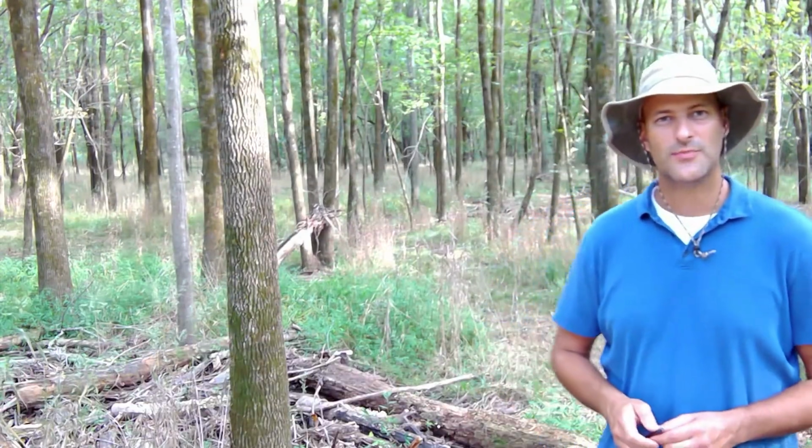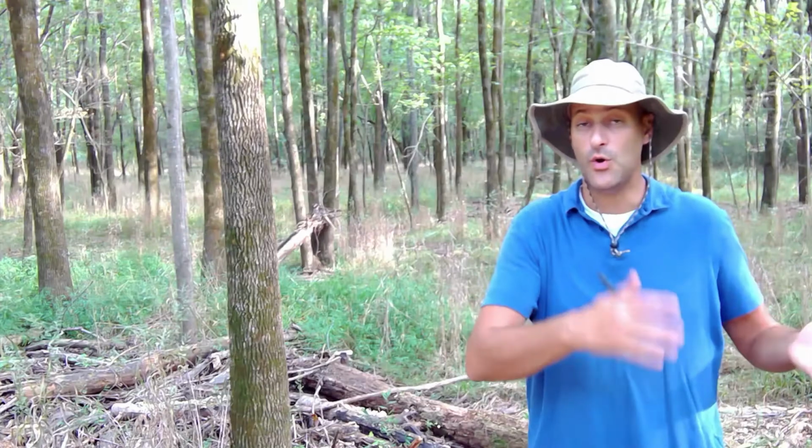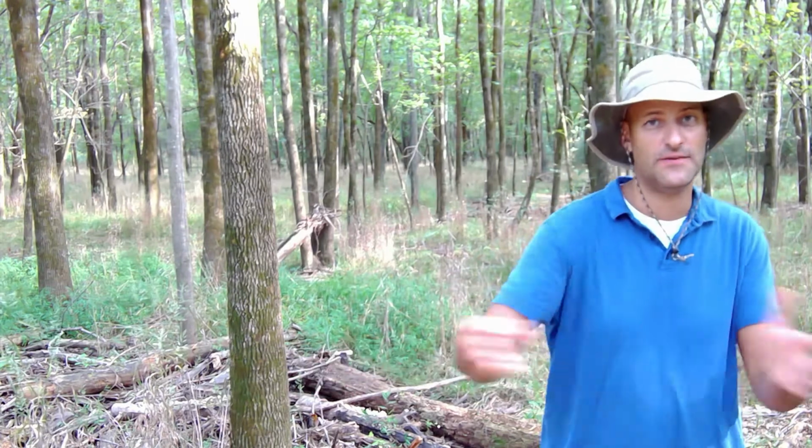So discontinued operations occur when two things happen. When a company eliminates the results of operations of a component of the business, and the elimination of that component represents a strategic shift having a major effect on the company's operations and financial results. Now that means both now and into the future. That's what the shift means.